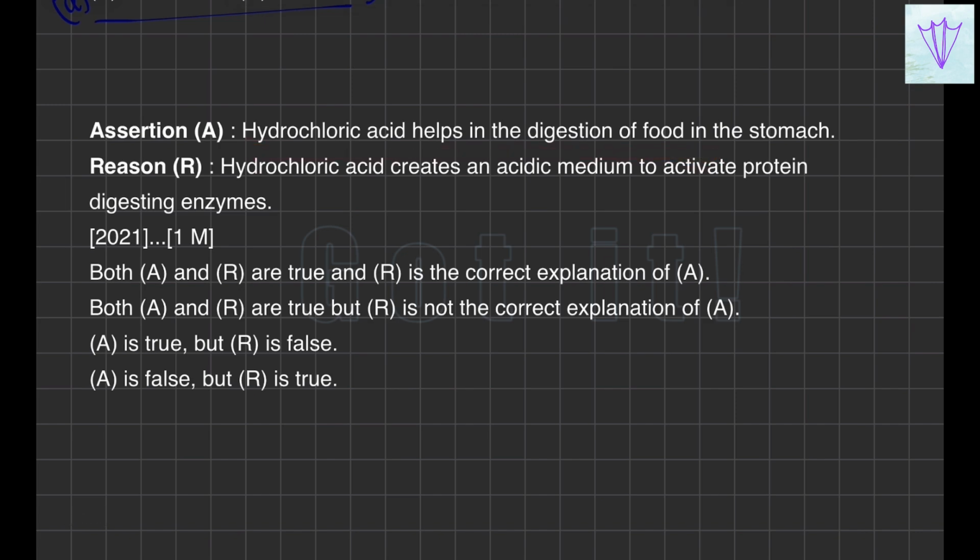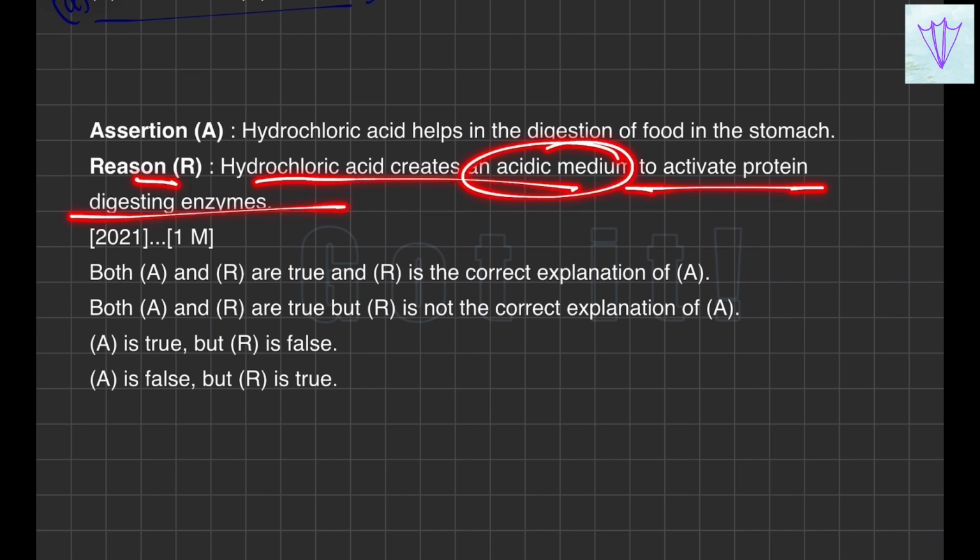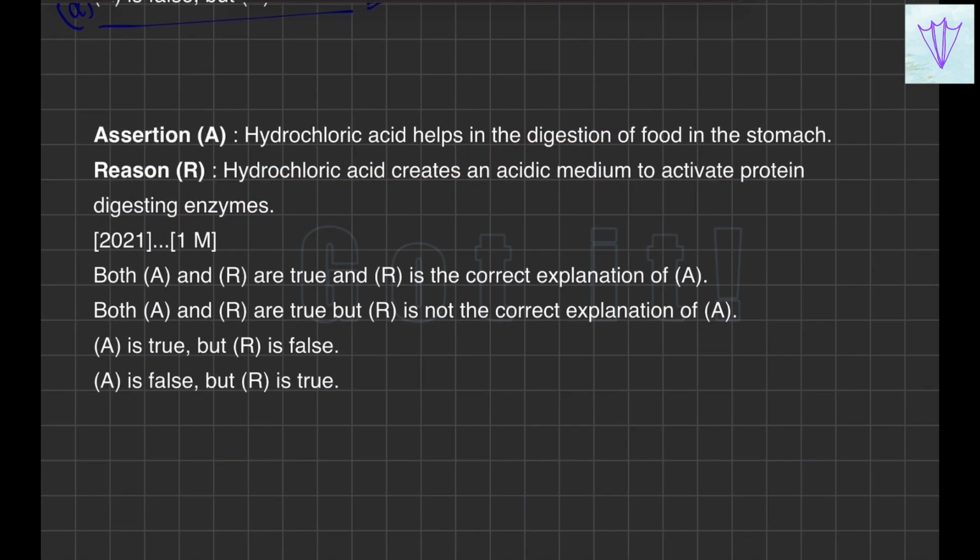Assertion: Hydrochloric acid helps in the digestion of food in the stomach. Reason: Hydrochloric acid creates an acidic medium to activate the protein digesting enzymes. Here we can see that assertion is true. Reason is also true. So these two options are eliminated. You need not answer these two options anymore.